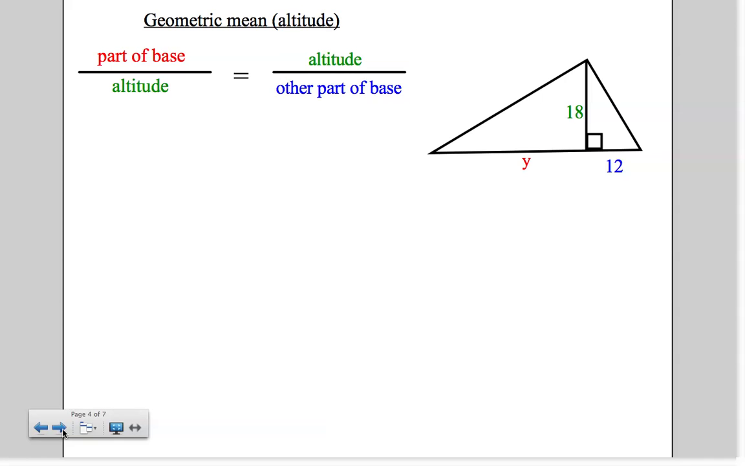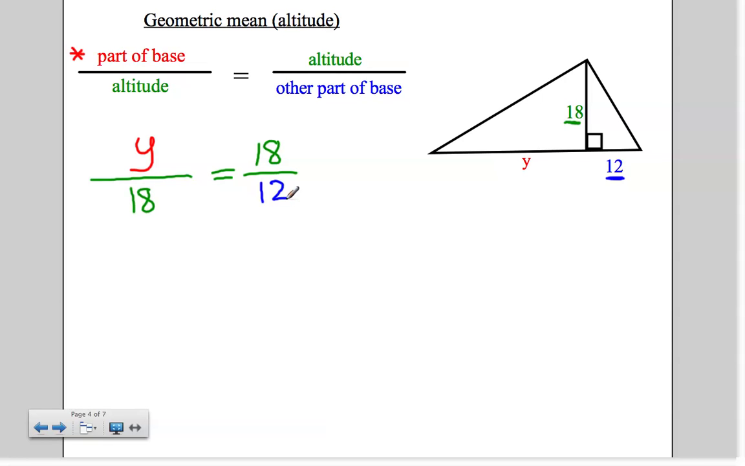So for this first triangle, they give me the altitude, which is 18, so I'm going to use the geometric mean for altitude. In this case, we're going to start out where it says part of the base. So I chose Y to be part of my base. You can choose 12, it doesn't matter which one you choose, because you're still going to end up with the same answer. So I have part of the base over my altitude, which is 18, equals my altitude over the other part of the base. Since I chose Y to be the first part, my next part is 12.